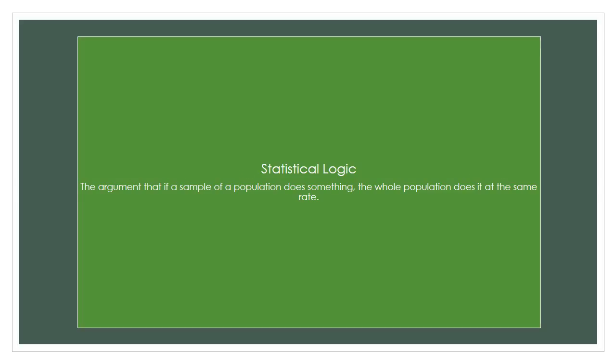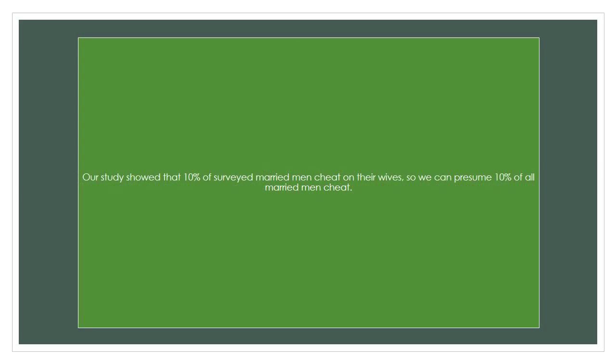And finally, in inductive reasoning, statistical logic. This is the argument that if a sample of a population does something, the whole population will likely do it at the same rate. We see this all the time in research. Very rarely can anyone research an entire population. They choose a sample, they run a test with them, they extrapolate that test out to the population.